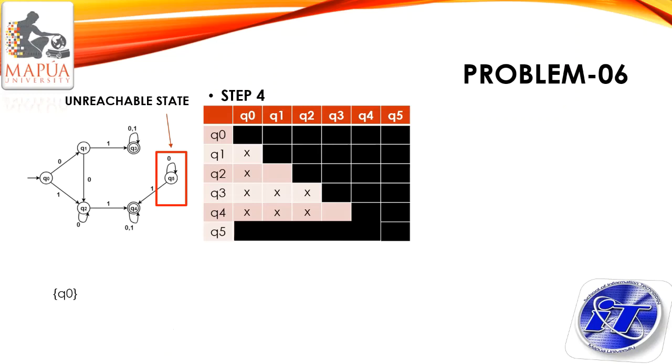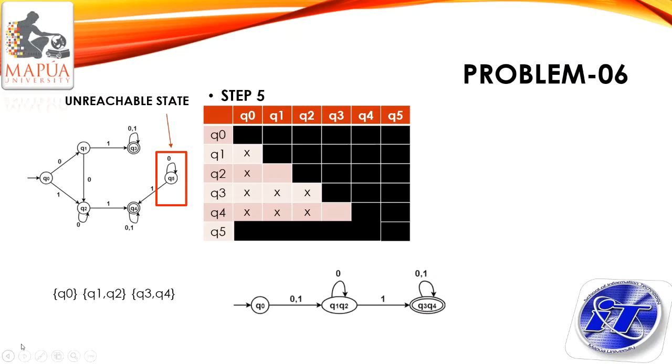So in step 4, we have Q0 wherein all cells related to it are marked, so it will be independent. Q1, Q2 for this cell, and Q3, Q4 for this cell. And again, we don't have Q5 now because it's an unreachable state. So we only have 3 states. Q0 will be the initial state, Q3, Q4 will be the final state. So this will be the drawing.